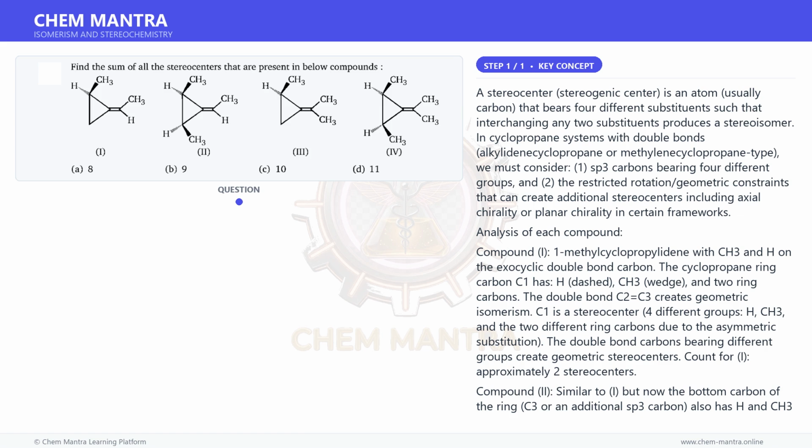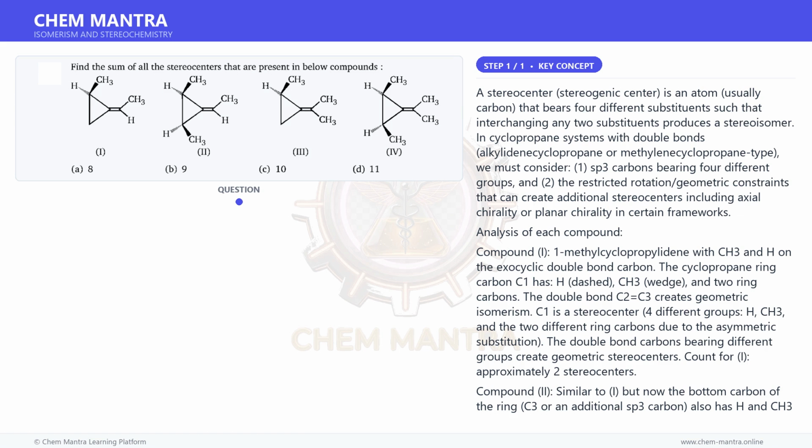produces a stereoisomer. In cyclopropane systems with double bonds, alkylidene cyclopropane or methylene cyclopropane type, we must consider 1. sp3 carbons bearing 4 different groups, and 2. the restricted rotation geometric constraints that can create additional stereocenters including axial chirality or planar chirality in certain frameworks.